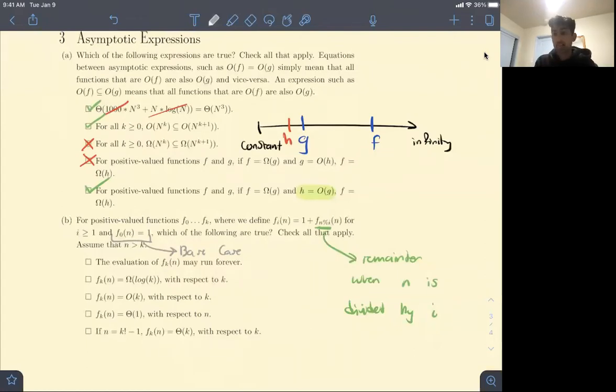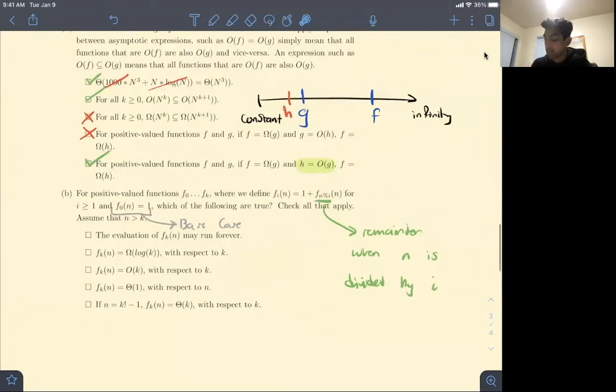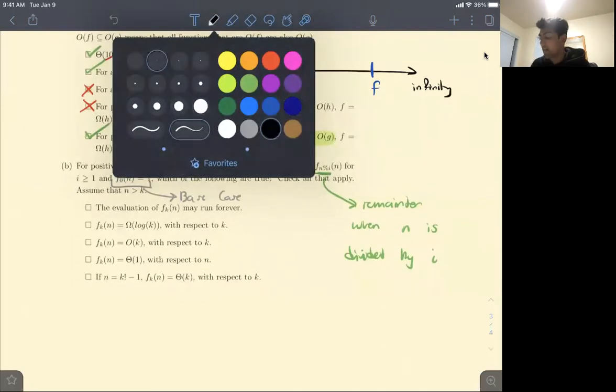Okay, so we have these functions f that are defined by this recurrence and this base case, and we ask ourselves which of the following are true, and we want to check all that apply. And we're going to assume that n is greater than k. Okay, so the evaluation of f_k of n may run forever. So let's think to ourselves about that one.